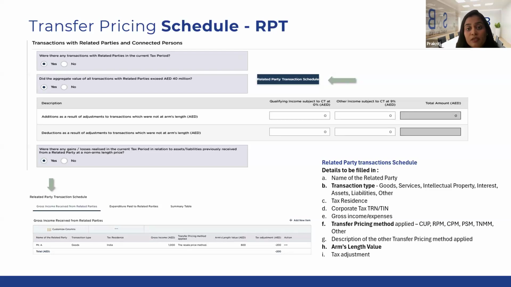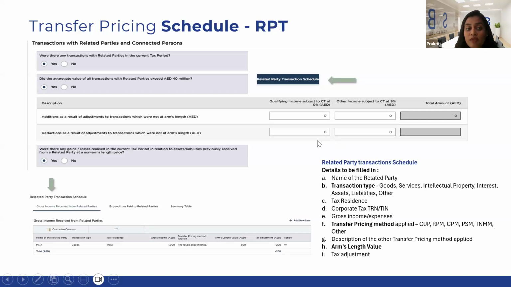In that case, the arm's length principle says you have to price your transaction as if it is entered into with an unrelated third party. So there will be X amount of interest that needs to be charged. Imagine if you had charged that interest, it would add up to your taxable income, which is the addition as a result of adjustment to transactions which were not at arm's length. You need to mention that excess amount of interest which the company did not charge from its sister concern to meet the arm's length criteria.